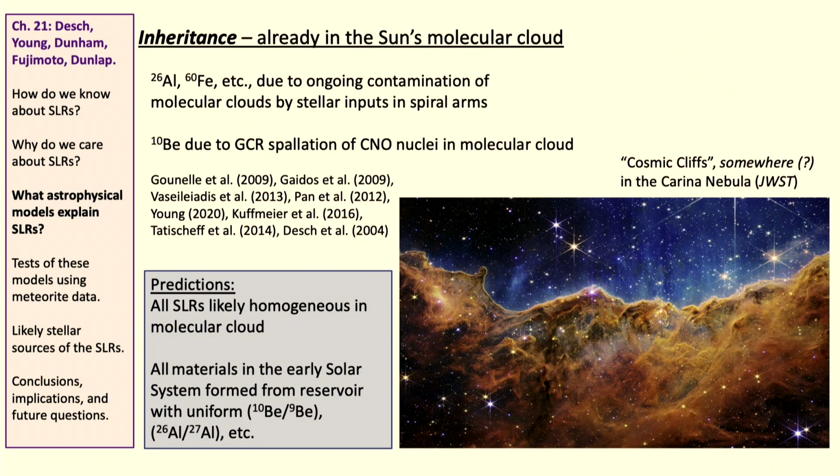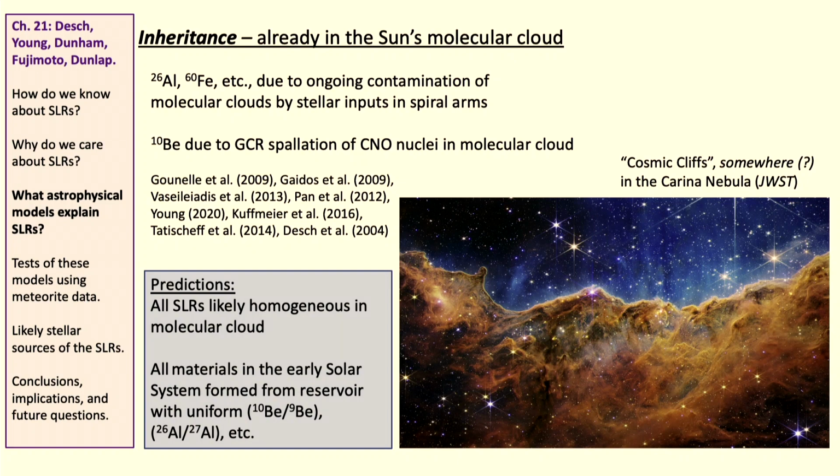And then finally, inheritance. In the molecular cloud, you might just have stellar inputs in a sort of steady state way, contributing to molecular clouds over 100 million years in a spiral arm. And although it's not quite obvious, this also could explain beryllium-10, because beryllium-10 is formed by cosmic rays spalling oxygen nuclei, and the cosmic rays are accelerated in supernova shocks. So you have high fluxes of cosmic rays where you also have a lot of stellar inputs. And so all of these radionuclides may exist in the molecular cloud, and then they could collapse and they could be inherited. And so these sorts of models predict homogeneity of the radionuclides.